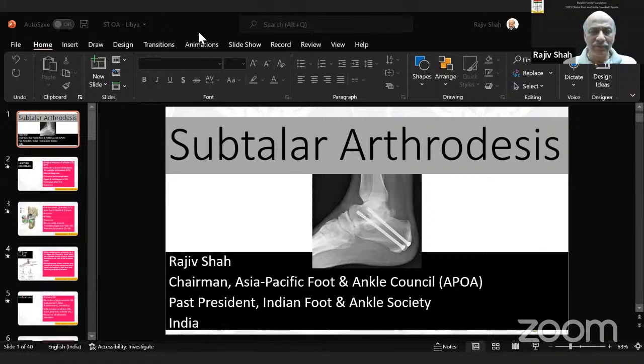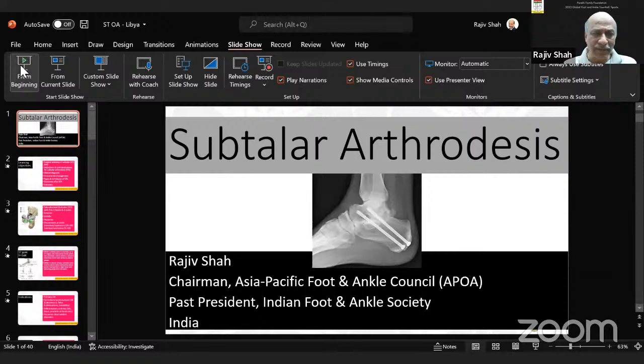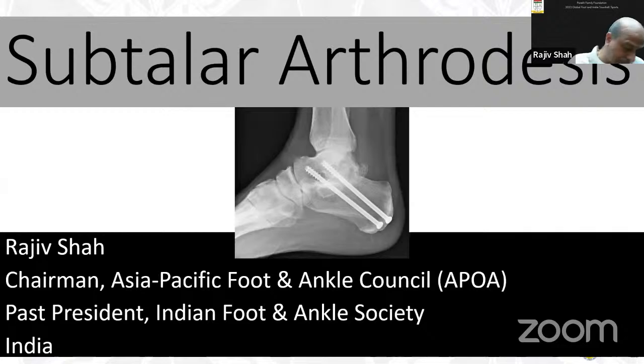Today we're going to discuss arthritis in the foot and ankle. We will first start with subtalar arthritis and how we do subtalar arthrodesis. Then comes the ankle, and then we'll discuss triple arthrodesis. So that's also one of the common types of fusions we do.